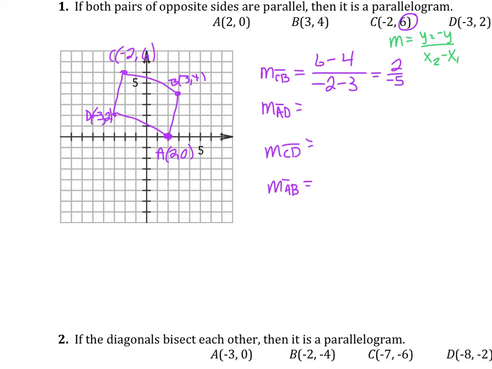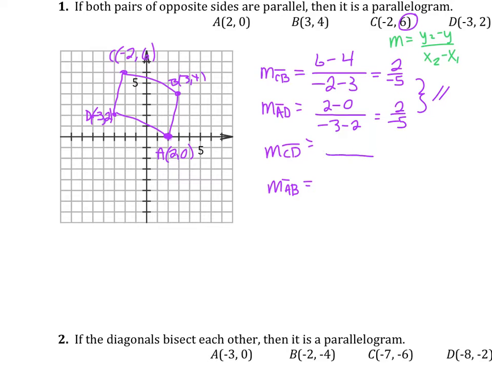Doesn't tell me anything. All right, let's do the same thing for AD. 2 minus 0 over -3 minus 2 is 2 over -5. Remember that 2 over -5 is the same thing as -2 over 5, the same thing if there was a negative in front. So these are parallel.